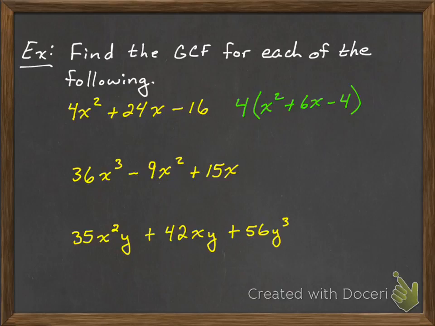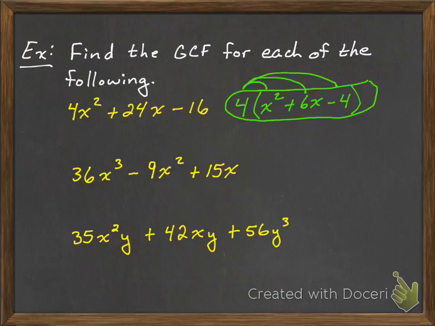And you could always check this answer, because if you redistribute, you should get what you started with, meaning 4 times the x squared would give you 4x squared. 4 times the 6x would give you the 24x. And 4 times the negative 4 would give you the negative 16. All right, so this is your factoring for this.